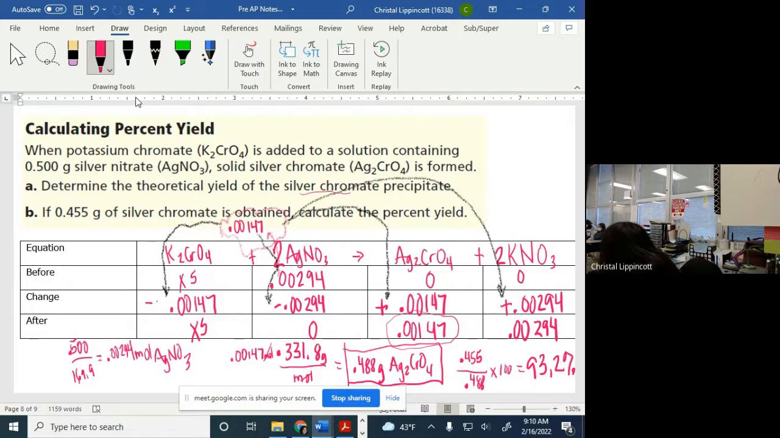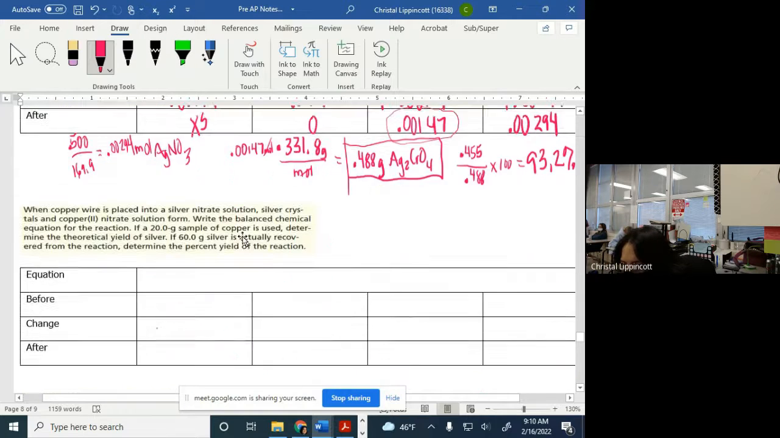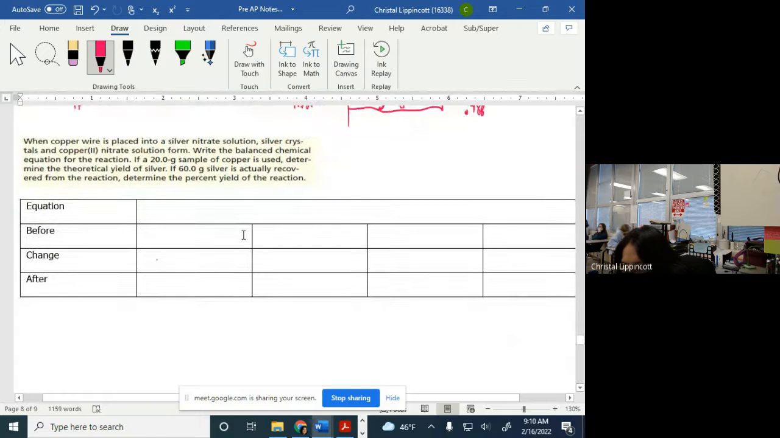Yay or nay? Is it making sense? Want to do one more? Alex? Where is the 0.455? Right here. Good? What else? Anything else you want me to? Okay, let's do another one. It's a little sloppy on here, doesn't it?